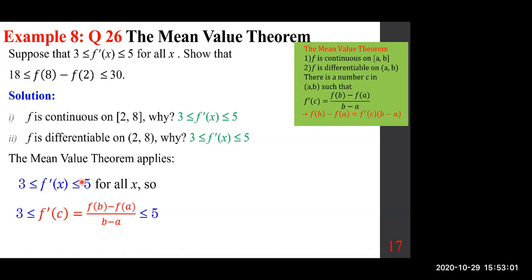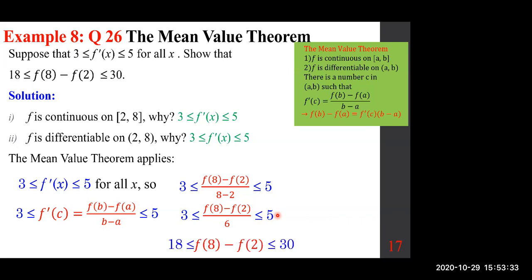So just replace the a and b. A is 2, b is 8. So f of 8 minus f of 2 over 8 minus 2. Let's do that. So what is 8 minus 2? Number 6. Because it's a positive value, when you multiply all sides of the inequality, it stays intact. So I'm going to multiply this one by 6. I get 18. This one I get 30. And so this is the proof that f of 8 minus f of 2 is somewhere between 18 and 30 inclusively.